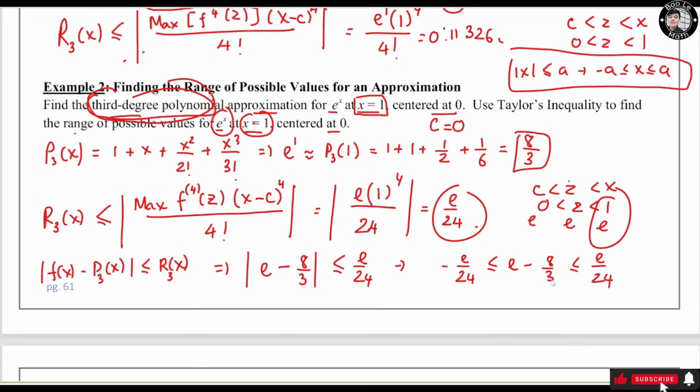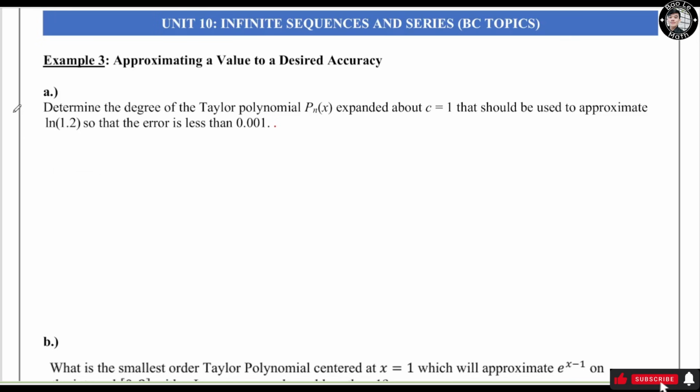Now you're going to add 8 over 3 to all sides. If you hit the calculator, and actually e is the Euler number, it's going to be 2.71828 repeating. So the range right here makes sense. Now let's move on to example number 3.